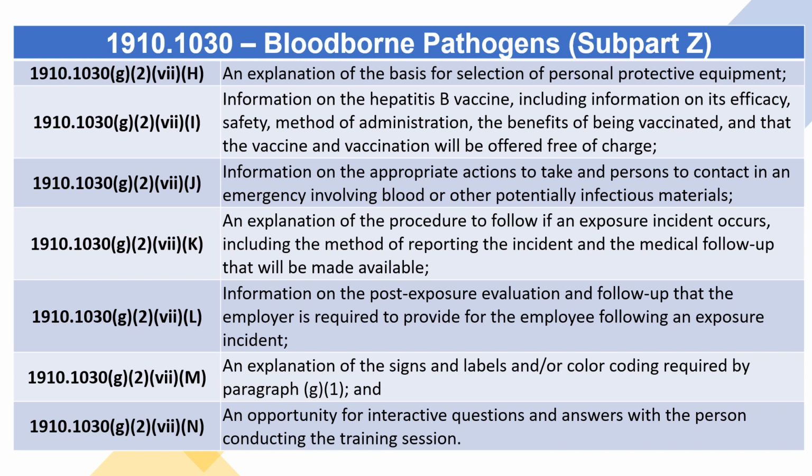Information on the appropriate actions to take and persons to contact in an emergency involving blood or other potentially infectious materials. An explanation of the procedure to follow if an exposure incident occurs, including the method of reporting the incident and the medical follow-up that will be made available. Information on the post-exposure evaluation and follow-up that the employer is required to provide for the employee following an exposure incident. An explanation of the signs and labels and/or color coding required by paragraph G1. And an opportunity for interactive questions and answers with the person conducting the training session.